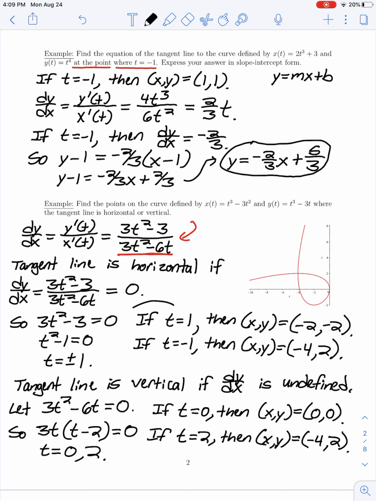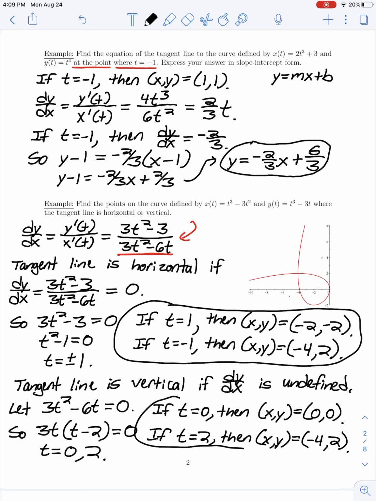So we found the following 2 points where we had a horizontal tangent, and we found these 2 points where we had a vertical tangent. Now, if you compare these answers, you might notice something a little unusual. There's one point, namely the point (-4, 2), where our tangent line was horizontal and vertical. So we might ask the question, well, how is that possible? What would that mean here?